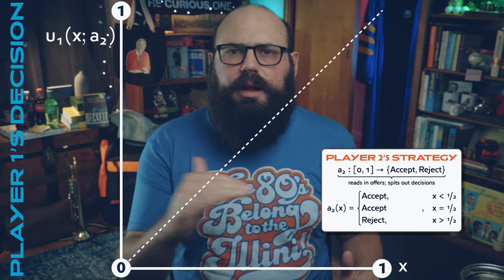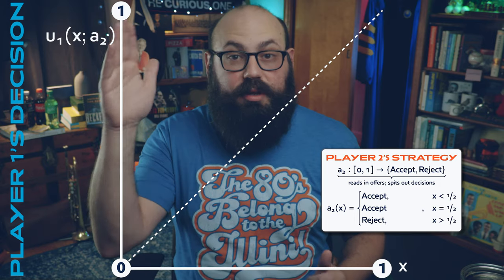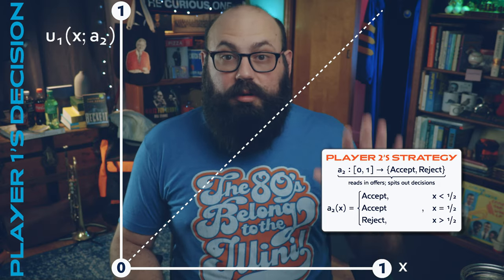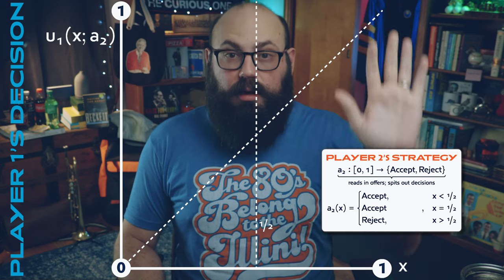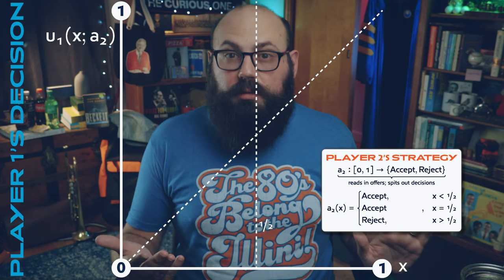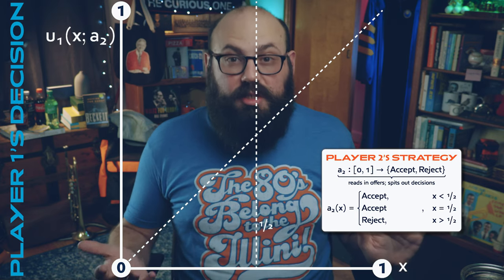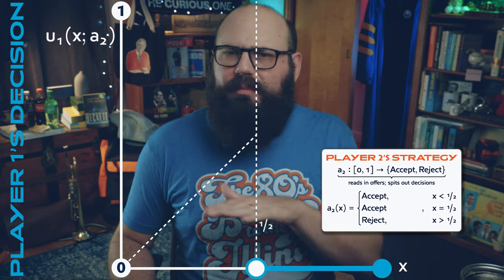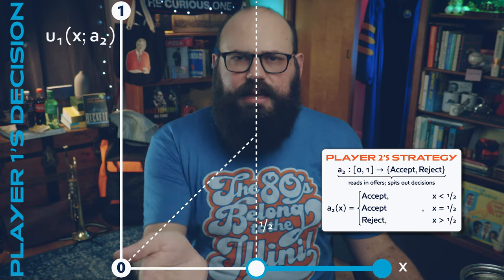Again, we'll plot player one's offer x on this axis, and we'll plot their equilibrium utility on this axis. So let's just get things started by talking about what happens if x is strictly greater than 1/2. If we're to the right of 1/2, then all of those offers get rejected. And that leads to the disagreement utility for player one, which happens to be zero, which is right along this bottom. If they make an offer strictly greater than 1/2, that gets rejected and they get zero.